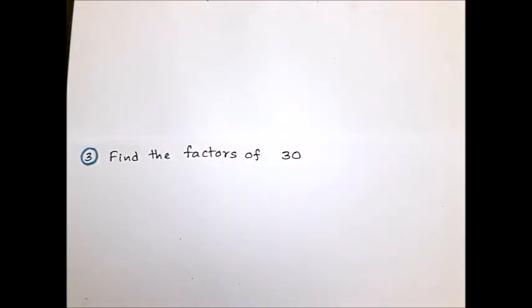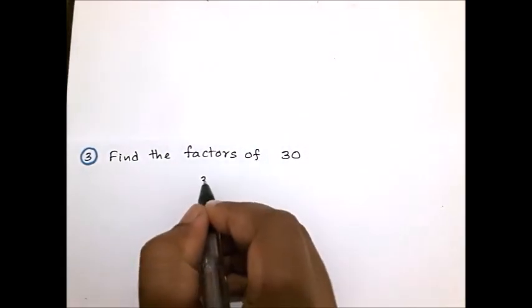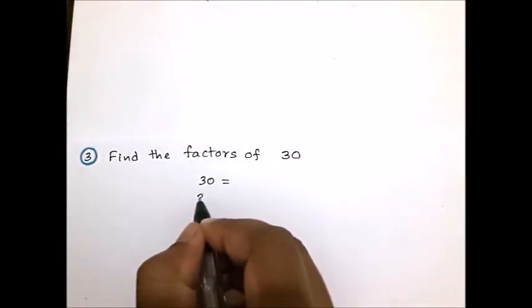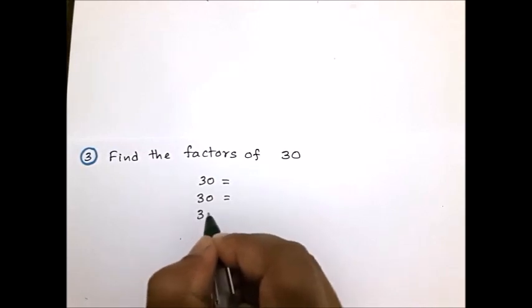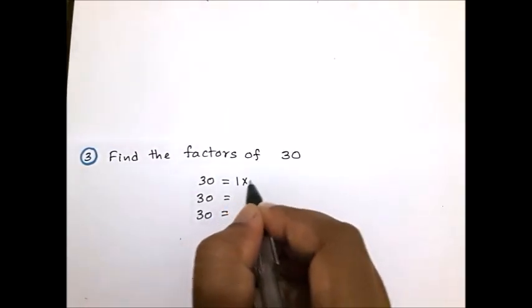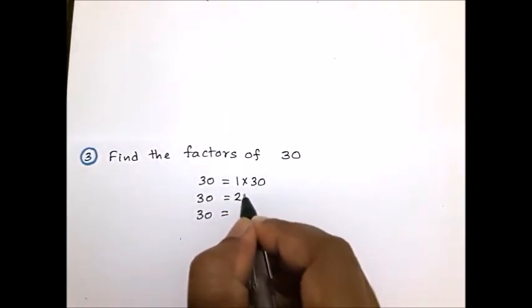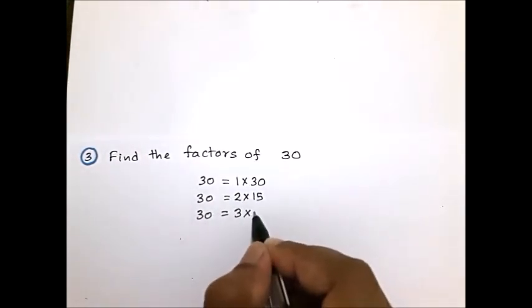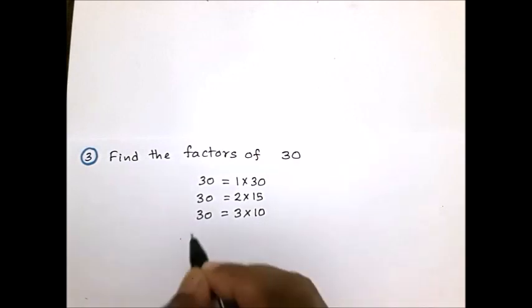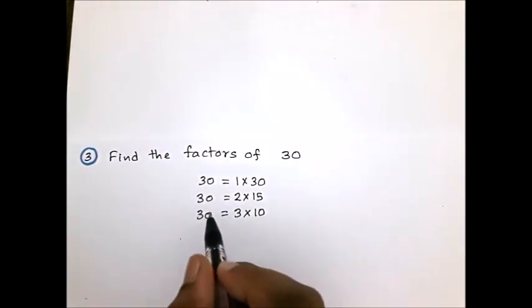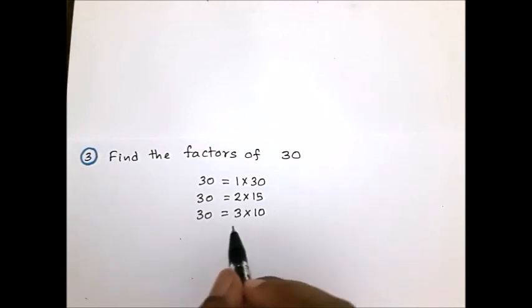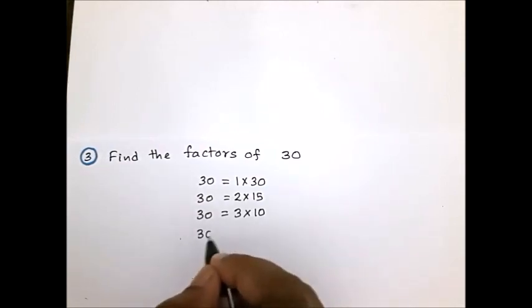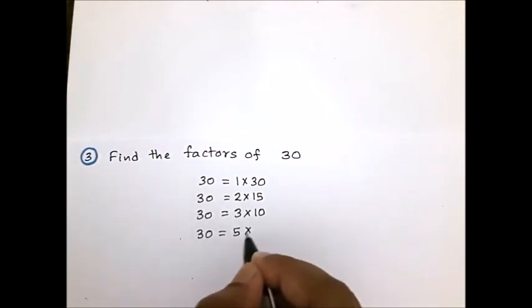Let's start the third example. Find the factors of 30. Now I am going to write 30 as a product of two whole numbers. 1 multiplied by 30. 2 multiplied by 15 equals 30. 3 multiplied by 10 equals 30. Can you divide 30 by 4? No, you can't completely divide 30 by 4. So then write 5 multiplied by 6.